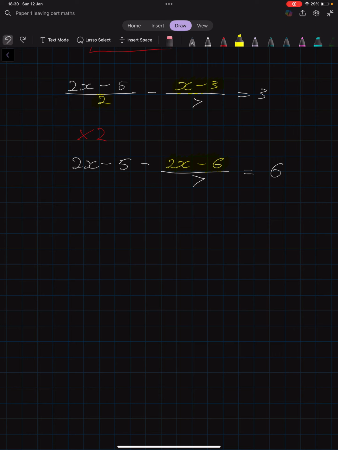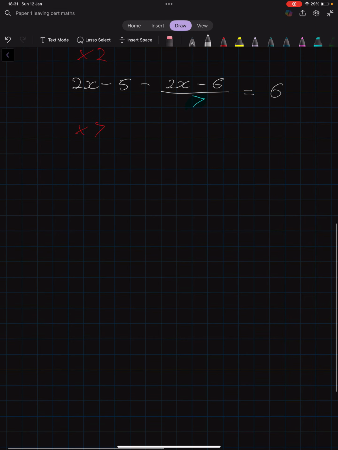So now, what's awkward about this? The 7. So in this case, I'm just going to multiply by 7. So 7 multiplied by 2x is 14x. 7 multiplied by minus 5 is minus 35. Then 2x minus 6. So now be careful, we're minusing the entire thing.